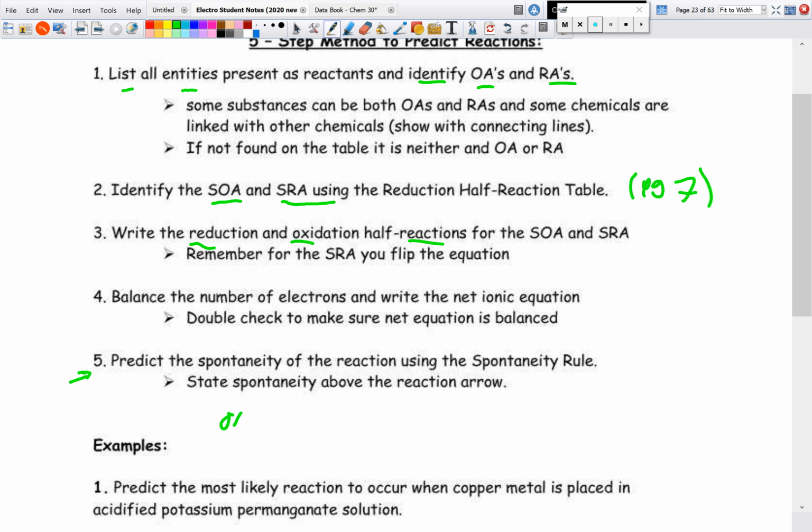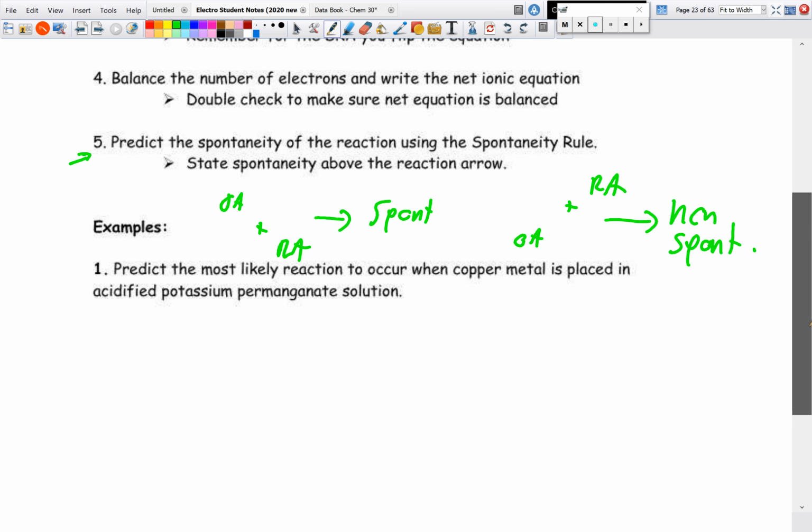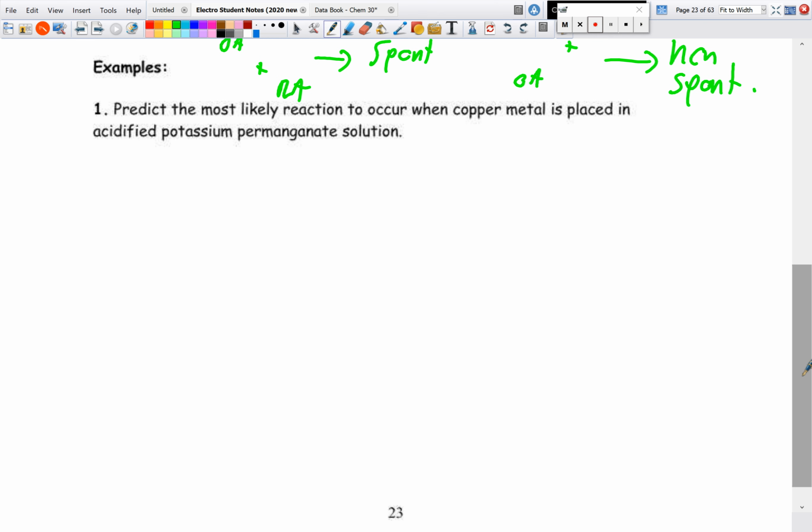So if OA is above your reducing agent, it's spontaneous. If it's the other way around, if your oxidizing agent is below your reducing agent, remember, it's non-spontaneous. So, of course, we're going to go over the first example here and the second one, and then hopefully by then you'll be able to open up your workbooks and go through the next few.